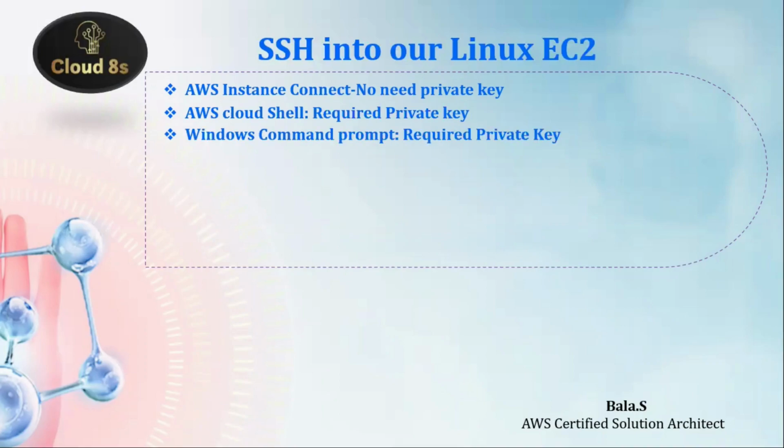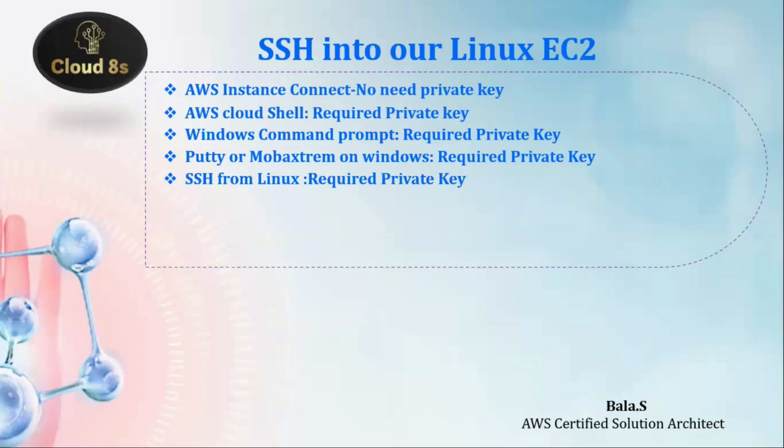Another one is the Windows command prompt. If you are a Windows user, on the command prompt level we can connect to our Linux instance using SSH. This one also requires the private key. If you are a Windows user using PuTTY software or MobaXterm, which is third-party software, we can connect to our Linux instance using SSH. This one also requires the private key. And if you are using an existing Linux machine, you can connect to the EC2 Linux instance using SSH. Here the private key is also required.